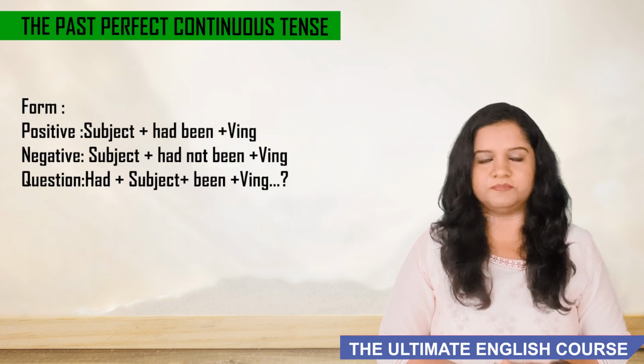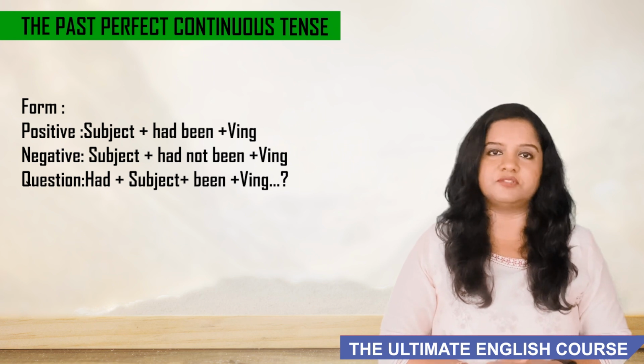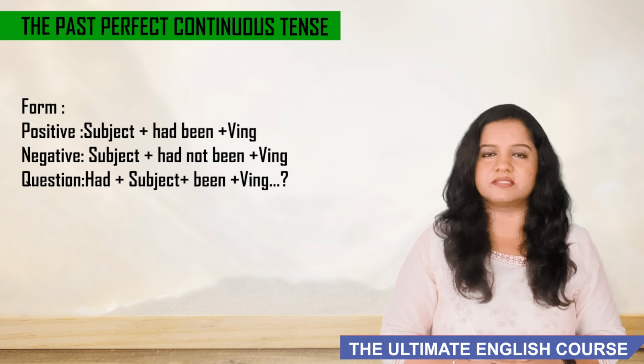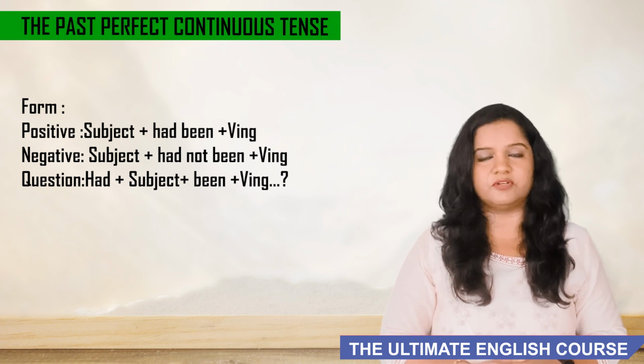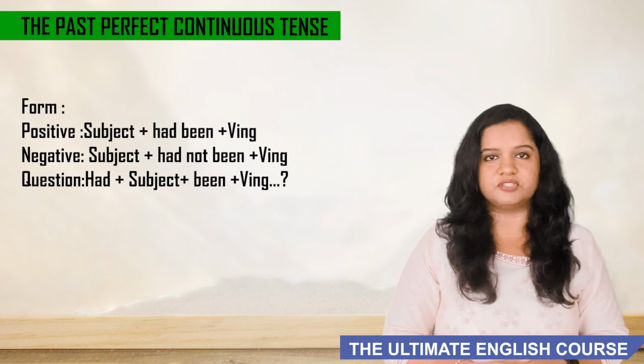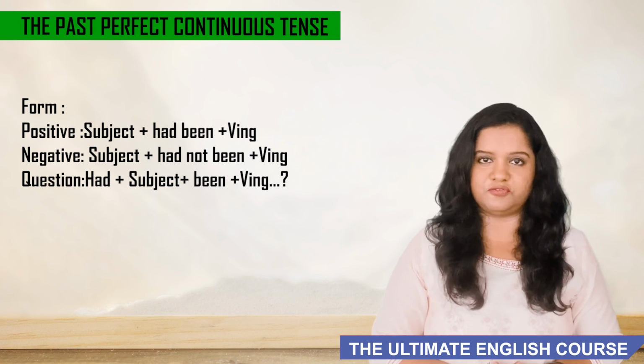Now let's look at the form. The positive sentence is subject plus had been plus verb in the ing form. The negative sentence is subject plus had not been plus verb in the ing form. And the question is had plus subject plus been plus verb in the ing form.